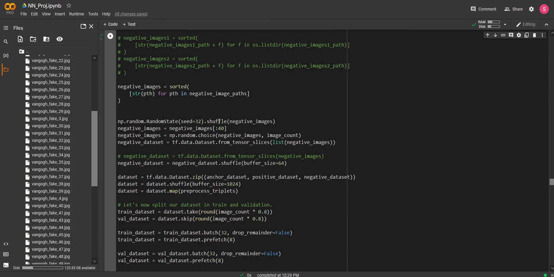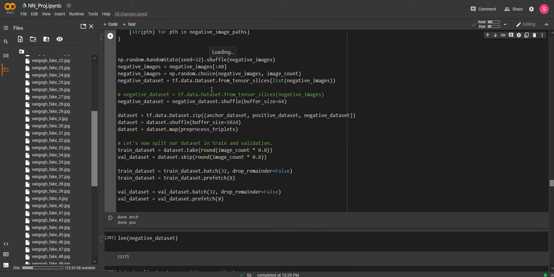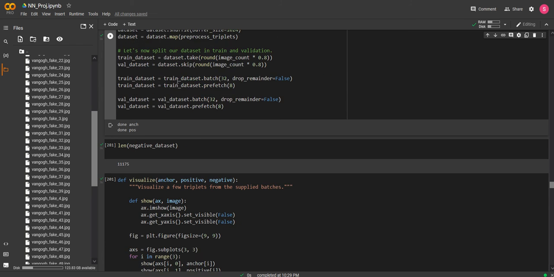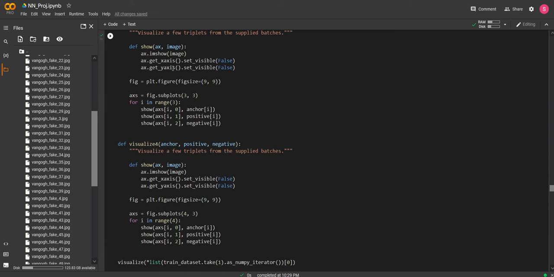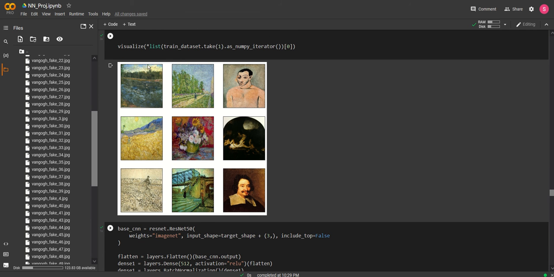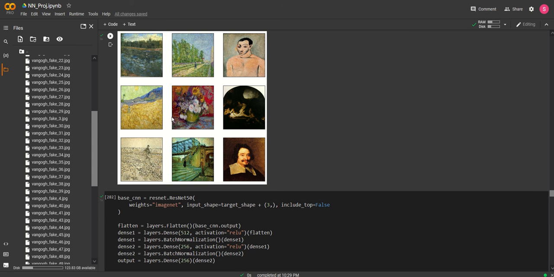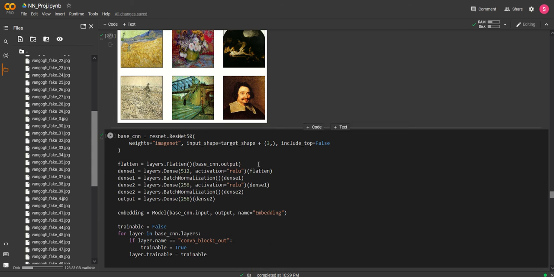As for the fake ones, we have around 62 fakes. So we take the first 40, which is about 2/3, and we shuffle them, of course. And that is used as the negative class. This function here is just to visualize them in pairs. You can see that the first two columns are the anchor and the positive, while the third column is the negative. So the first two are originals, while the third is fake.